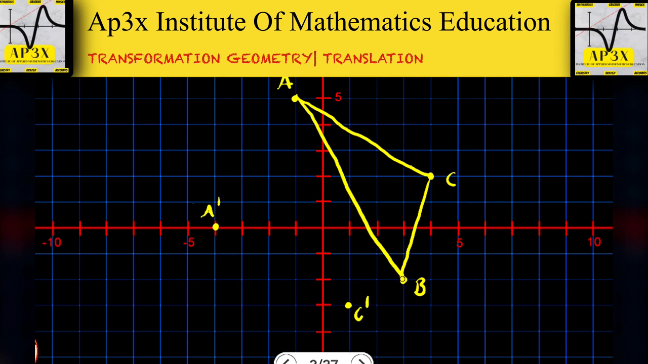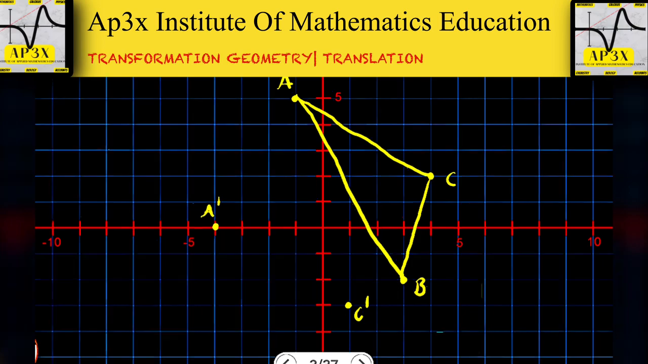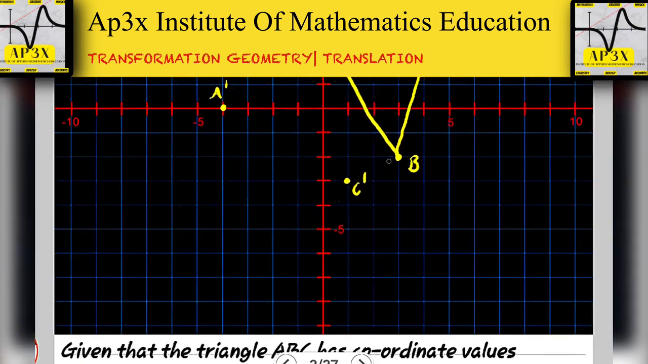From B, I'm going to go ahead and take 3 steps to my left. Say here 1, 2, 3. Then of course I'm going to take 5 steps down. So from here 1, 2, 3, 4, 5. See here, that is my B prime.